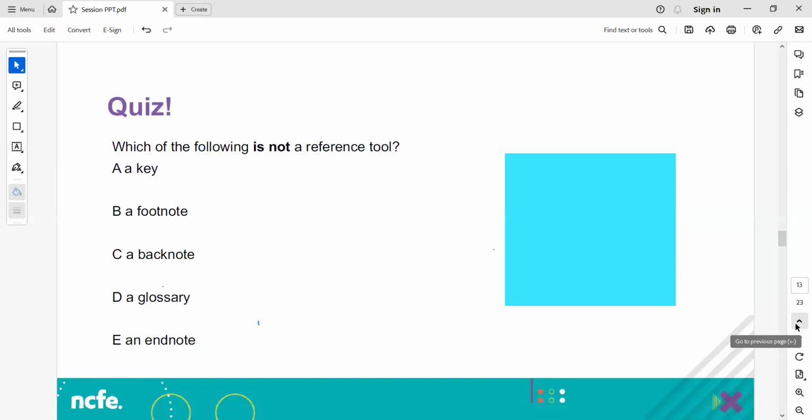So which of the following is not a reference tool? Which of these have we not looked at this morning? A key, a footnote, a backnote, a glossary, or an endnote? Which of those is not something we've talked about this morning? Just unmute yourself so that we've got five people in the session. I'd like to hear some contributions so that I know that you have understood and you've taken on board what you've looked at. Back note. A back note, good.